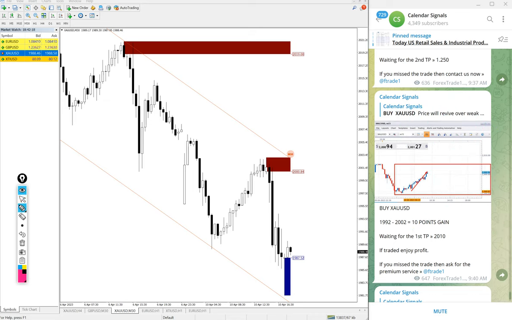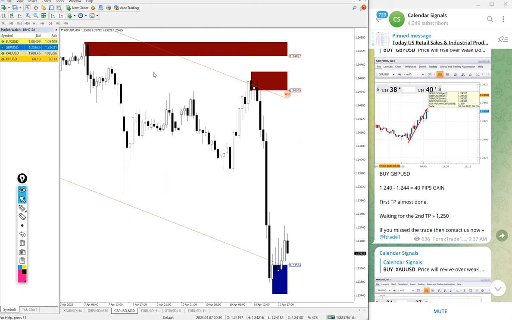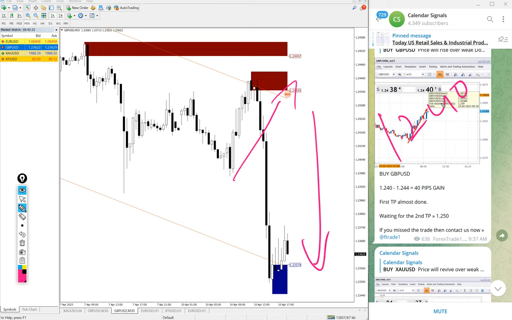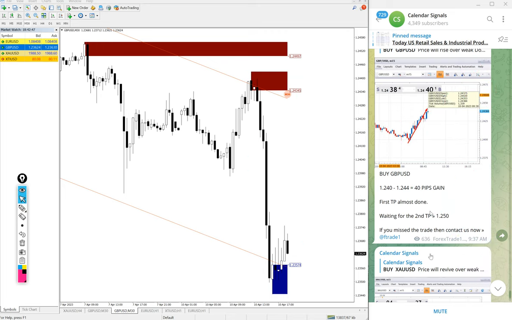In some brokers it is XAUUSD, in some brokers it is gold. Then GBPUSD also performed, only 40 pips gain. After it performed in our direction, then it fell down. So entry at 1.2400 and low traded, and high traded 1.2440. So 40 pips gain on GBPUSD buy signal. And Euro USD is yet to perform.